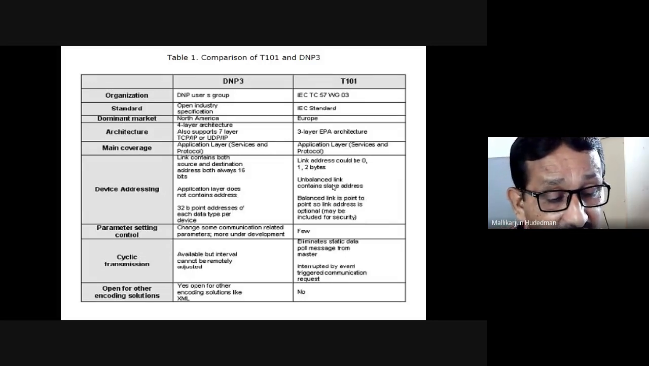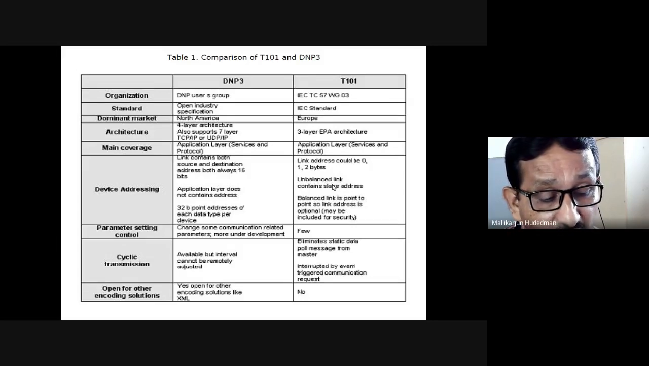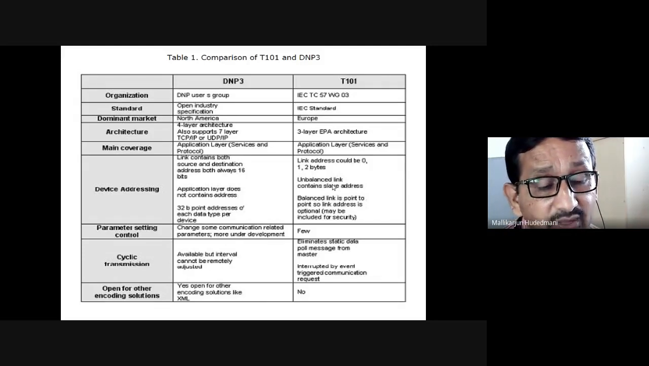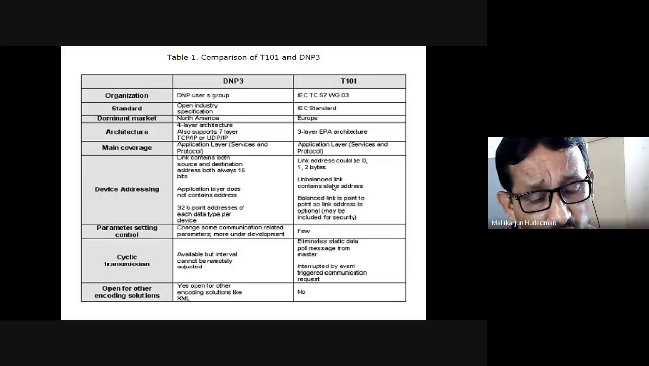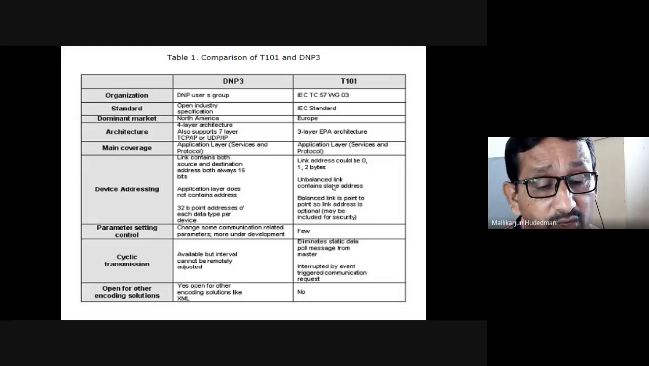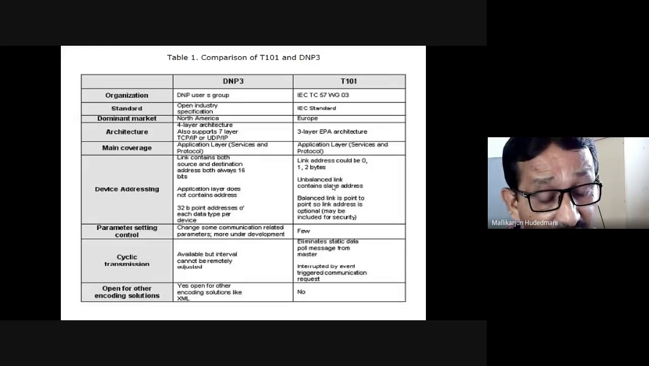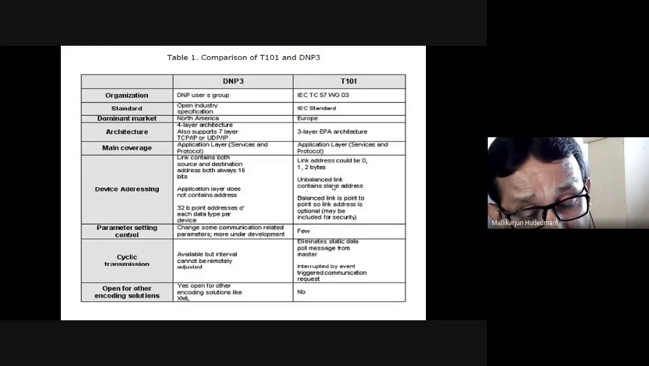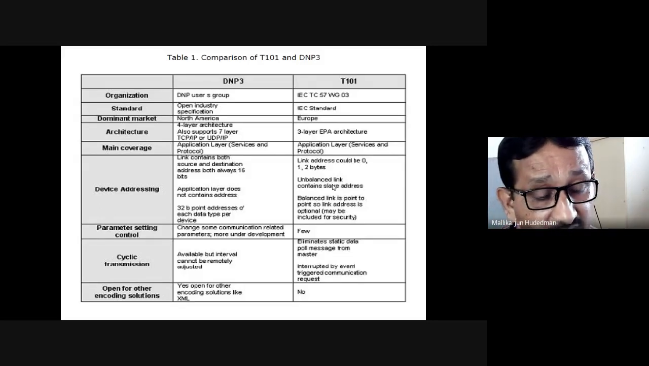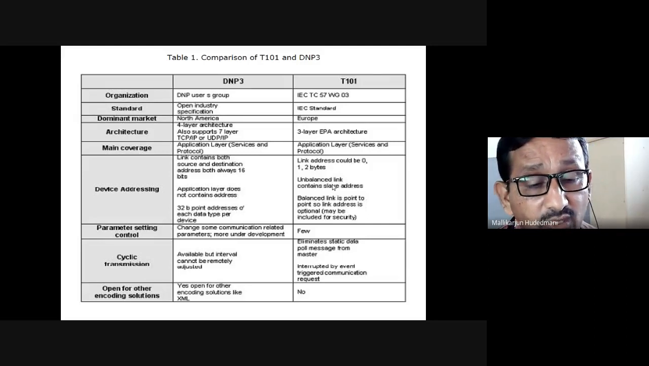Parameter setting, control, cyclic transmission, and openness for other encoding solutions are the other comparisons we can do. This table is available in almost all the textbooks for the comparison of 5 to 6 parameters. This is usually asked: how do you compare? This is exactly network terminology, communication network related terminology. We just need to remember this for the point of comparison. Both are in service, both are in practice. The present era is T101 or 104.